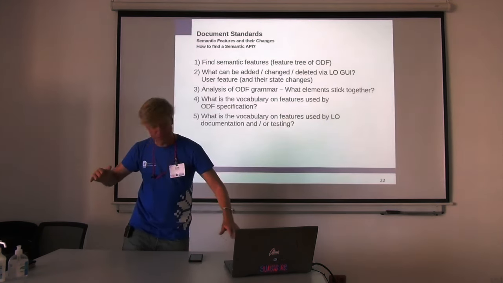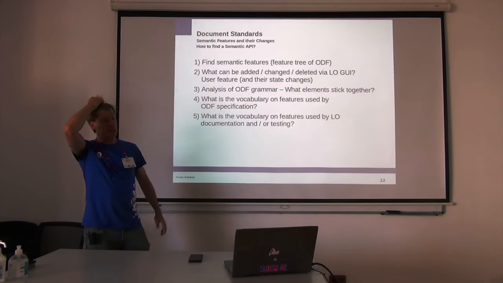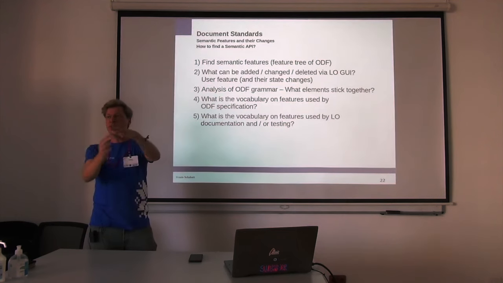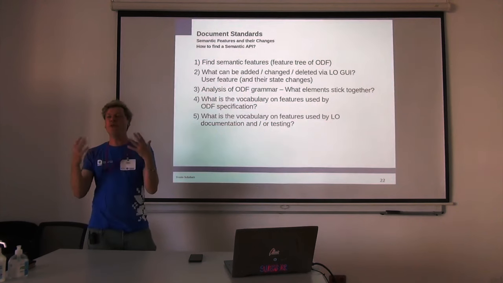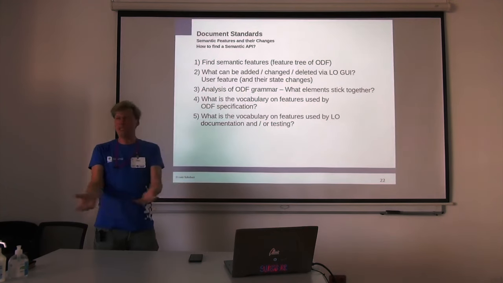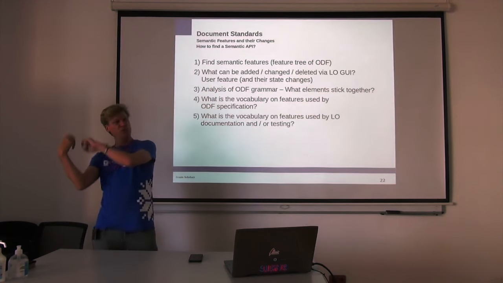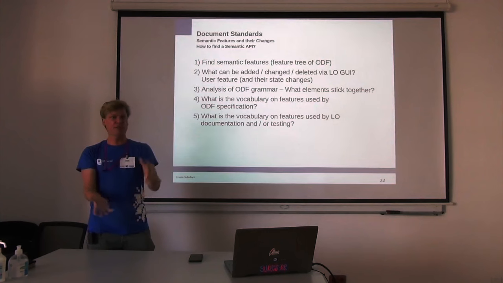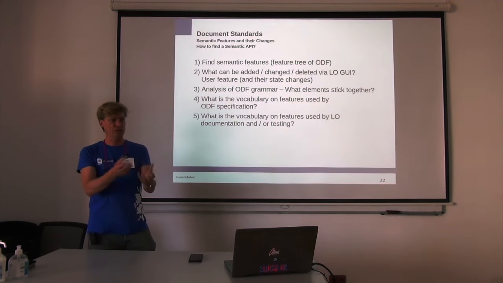One thing is we have to find these features. Because there are sub-features, we think there might be a feature tree or something. And we can, of course, reverse engineer, because LibreOffice has all these features, and it's what the user usually does, like adding a table and moving it away. These are the large chunks of XML. And we can define these state changes, and we can also look at the grammar, because not all XML is equal. Some is just boilerplate.